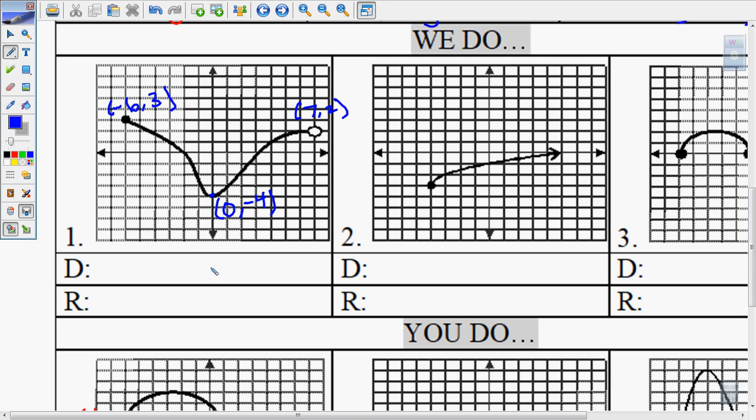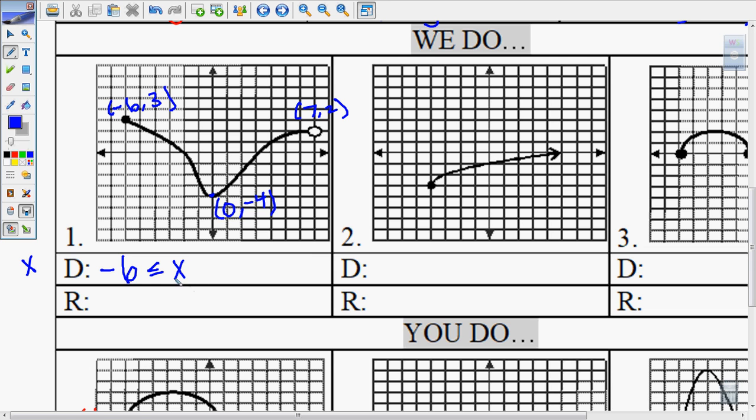Or key features of this graph. Now that's going to help us establish our domain. Your domain, again, refers to your x values. What is your smallest x value to the left? -6. My smallest x value to the left is -6. Is it included or not included? It's included, so it's going to be less than or equal to.